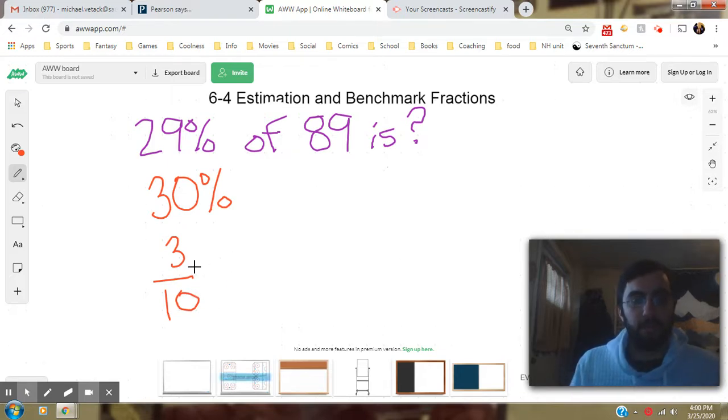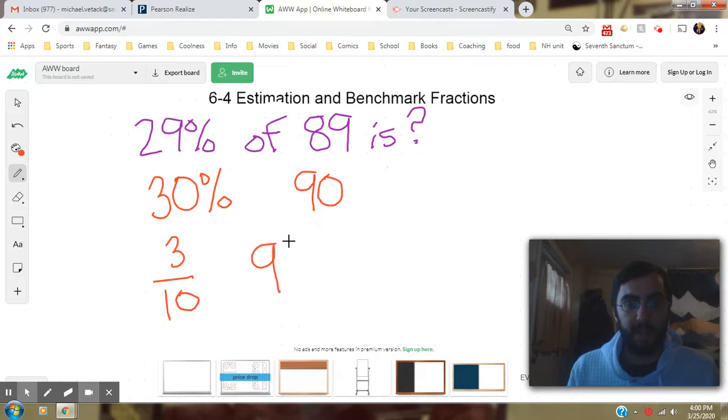So 3/10, and let's change this to 90 again. So we'll keep it the same thing we did last time. So now you have 3/10 of 90, and you might think, well, that's pretty tough to do because I have 3/10 over here. Remember, you're just dividing this number by the denominator over here. So when it was 1/10, we just did 90 divided by 10 and got 9. So let's do the same thing. 90 divided by 10 is 9.